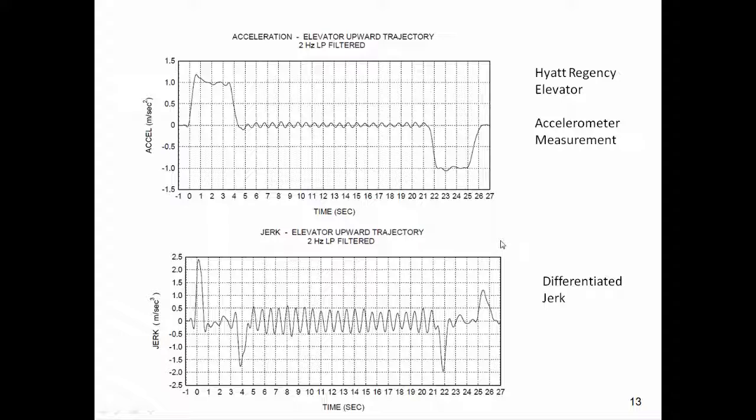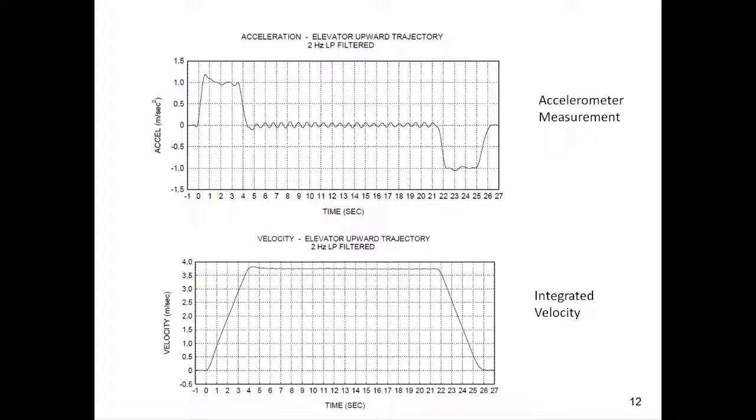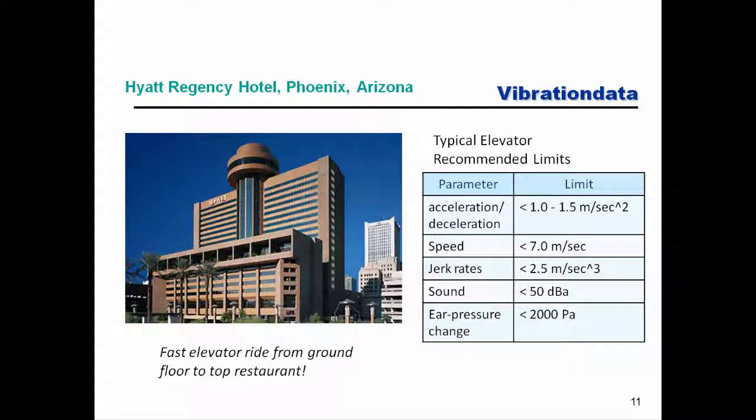I will mention that when I did this differentiation and processed this data, this low-pass filtering was a very critical parameter, because depending on how I chose that low-pass filtering made a big difference as to what this final level was. If we take a look at these parameters, peak jerk, peak acceleration, peak velocity, peak acceleration again, for this Hyatt Regent hotel, those parameters all fall within those recommended limits.